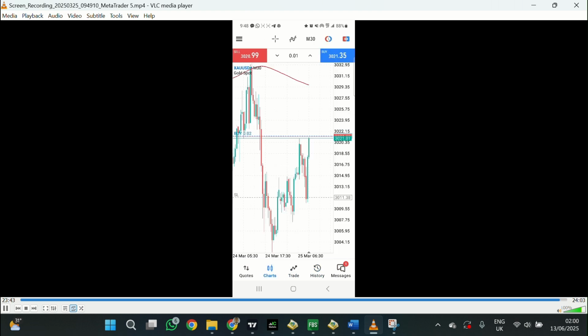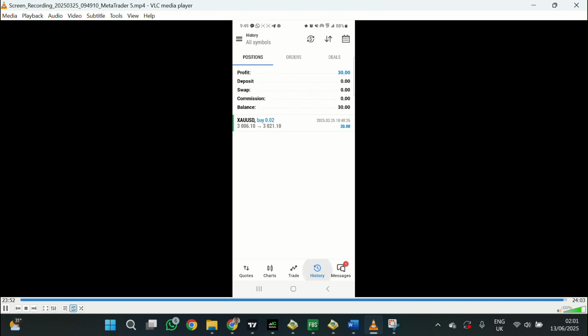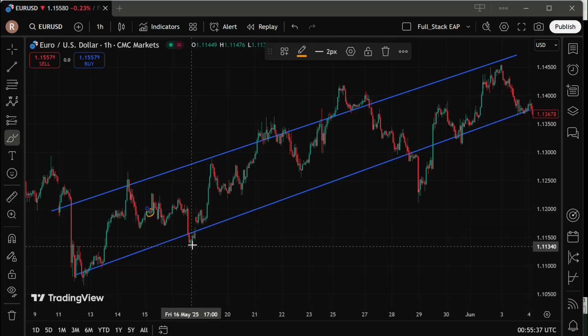All right, so looking at this, you can see $30 already made. So we had to open a new trade instantly because there is a strong bullish indication with this market structure. All right, so we want to go.